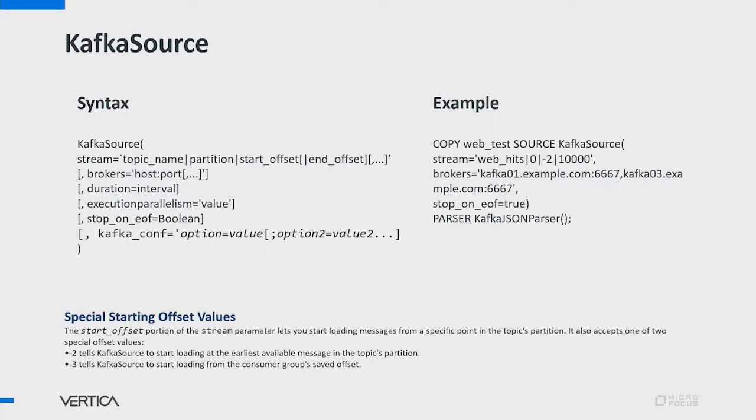And then we specify the port that the brokers are listening on. And finally, the parameter stop on EOF equals true has a special meaning. If you look at the target offset, we specify this as 10,000. What it means is that the load will end if it reaches the end of stream before reaching the message with offset 10,000. If we don't supply this parameter, stop on EOF, then the connector will wait until Kafka sends a message with offset 10,000. And finally, the data is sent to the Kafka JSON parser for processing.